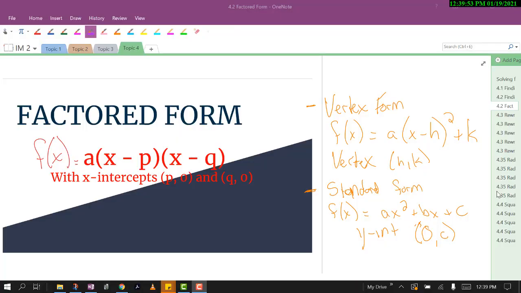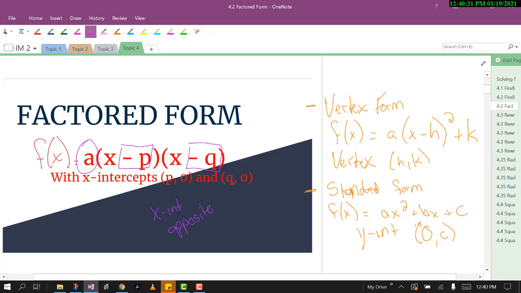Alright, we're going to finish up section 4.2 looking at factored form. We haven't looked at that, although we kind of have because this is just what it looks like when we factor it. Two sets of parentheses, maybe a GCF of the a there. Other than that, it's the same. But notice again, these are minus. So our x-intercepts are p and q, not negative p, not negative q. So our x-intercepts are opposites, just like our x-coordinate of our vertex was opposite.